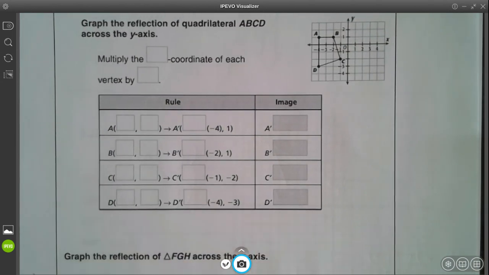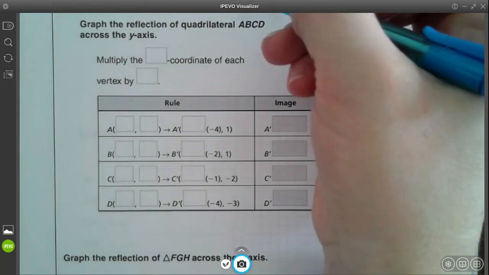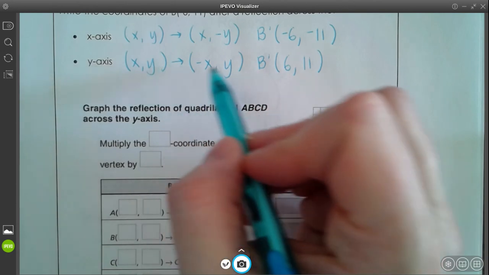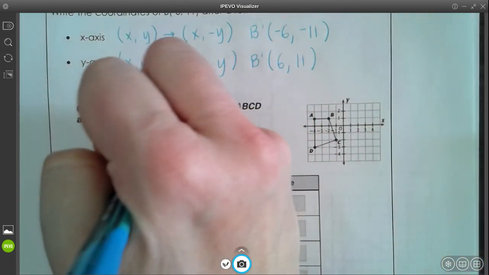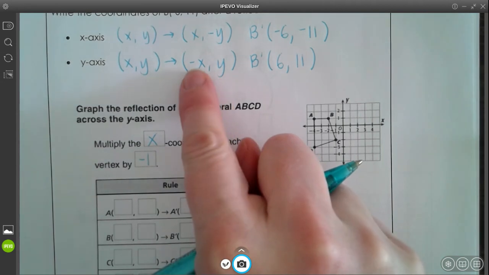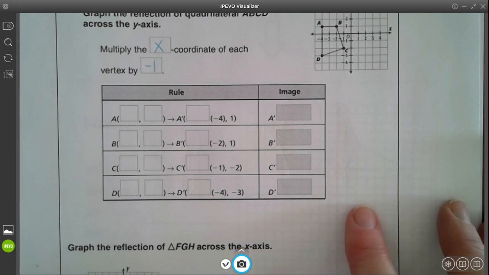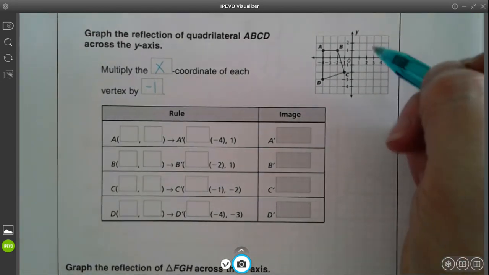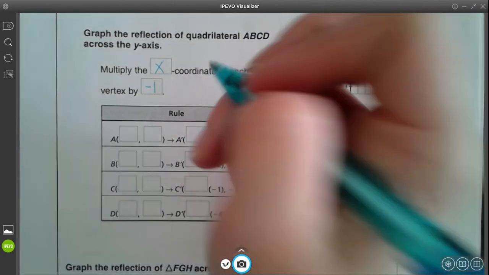Okay, the next one says graph the reflection of quadrilateral ABCD across the y-axis. So what we're doing is when we reflect across the y-axis, here's our rule, we're actually multiplying that x-coordinate by a -1. That's another way to think about it. Multiplying it by a -1 or just taking the opposite, same thing. So if I look here, we got to write down our original coordinates, A is at -4, up 1.